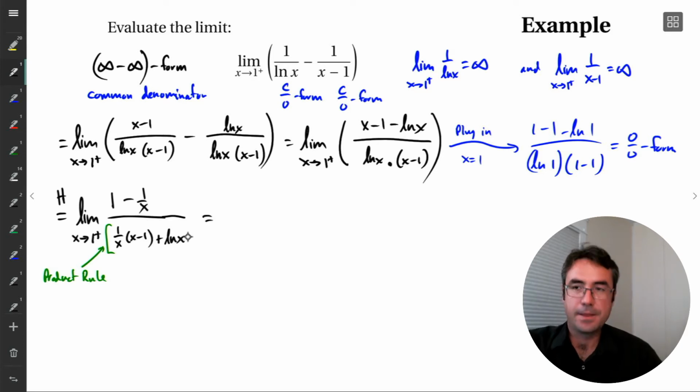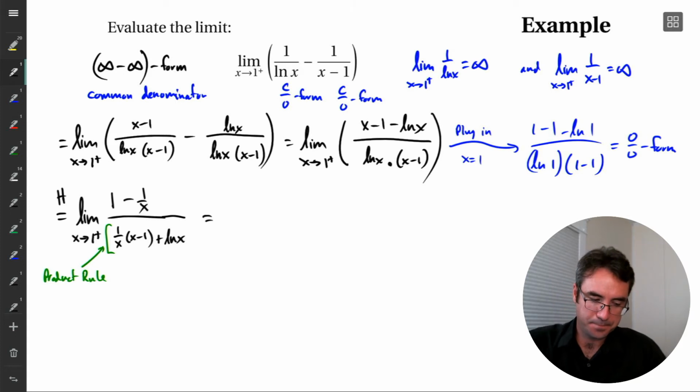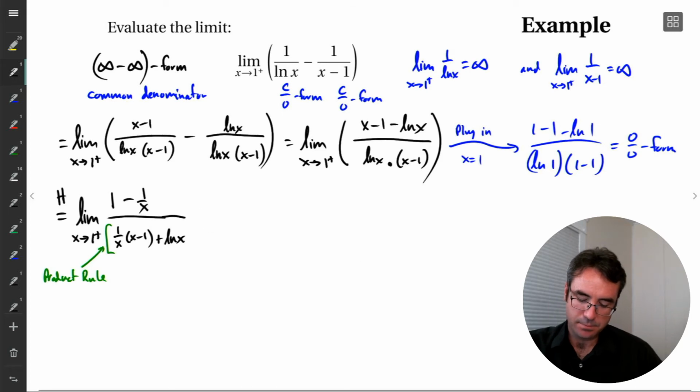All right, so we've applied L'Hopital's rule. Good. And right now I see a lot of fractions stacked on top of fractions. So normally we try to simplify that, see where that gets us.